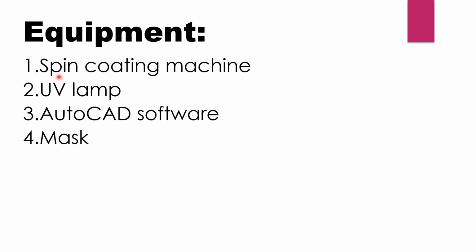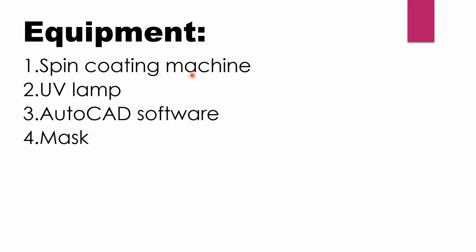So first, what is the role of the spin coating machine? The spin coating machine ensures a uniform layer of photoresist on the surface of the substrate. For ensuring the uniform layer of photoresist on the surface of the substrate during the experimental procedure, this particular spin coating machine is used.